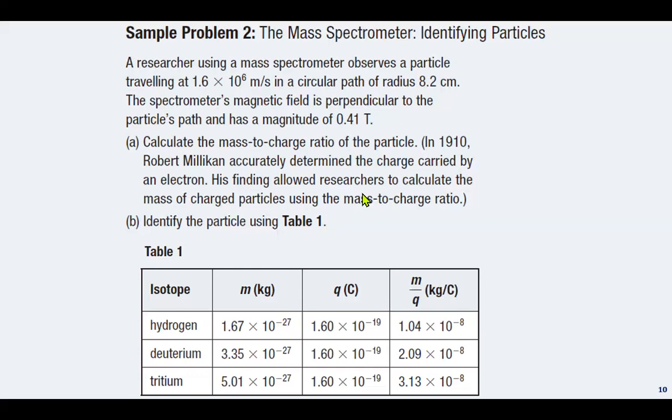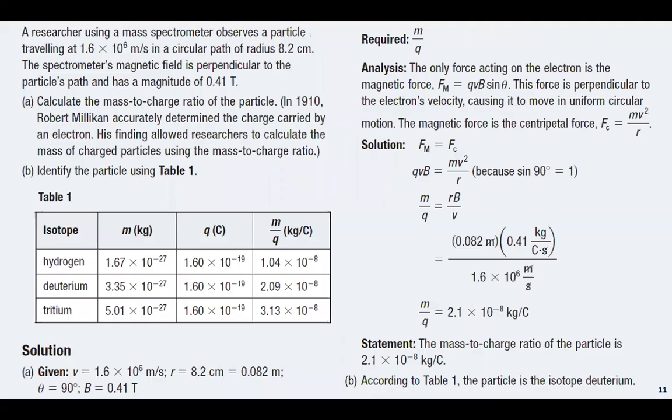All right, now let's have a look at the solution together. So again, similar to the previous problem, the only force acting on the particle is a magnetic force, whose magnitude is given by qvB sine theta. This force is perpendicular to the particle's velocity, causing it to move in uniform circular motion.